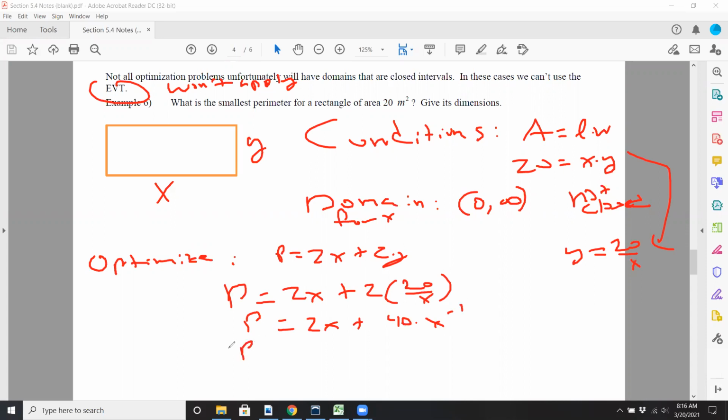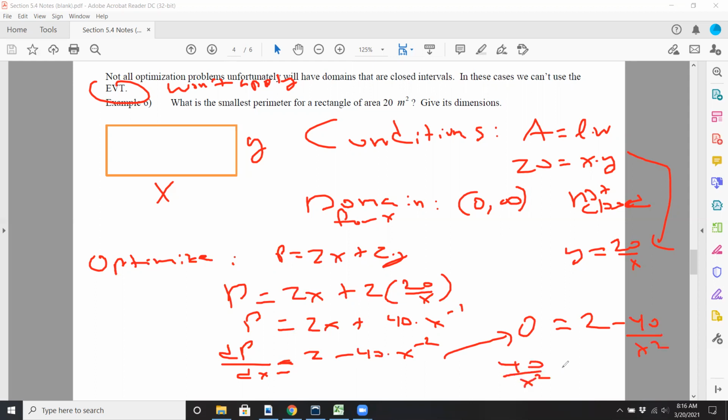Take the derivative of both sides with respect to x, so dP over dx equals 2 minus 40 times x to the negative 2. And of course, we set our derivative equal to 0 because that's where we have critical points. Solve for x algebraically, which you guys should be pretty comfortable doing. And if you move things around and do everything correctly, you should get plus or minus root 20. Now, of course, x is not going to be negative, so we'll just go with 2 root 5, simplifying that radical as well.